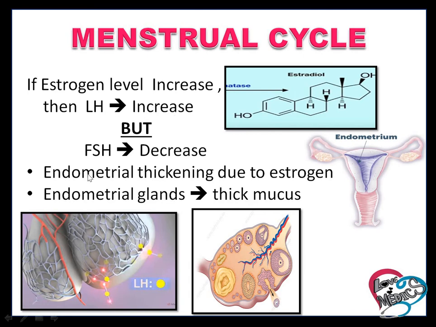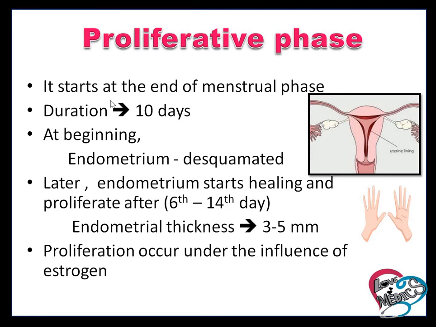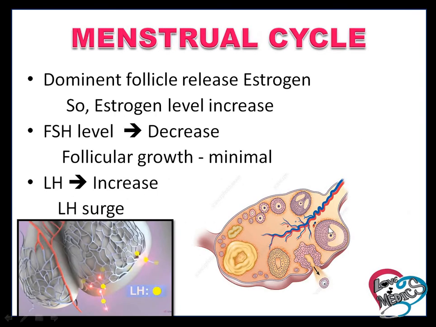It regulates the endometrial thickening, and the glands produce a thick mucus. That is the proliferative phase. The proliferative phase starts at the end of the menstrual phase, and its duration is 10 days. At the beginning of the proliferative phase, the endometrium is desquamated. Later, the endometrium starts healing and proliferates after the 6th to 14th day. Then the endometrial thickness is 3 to 5 mm. The proliferation occurs under the influence of the estrogen hormone. The dominant follicle releases estrogen, so the estrogen level is increased.